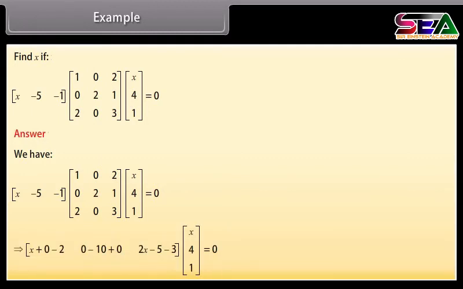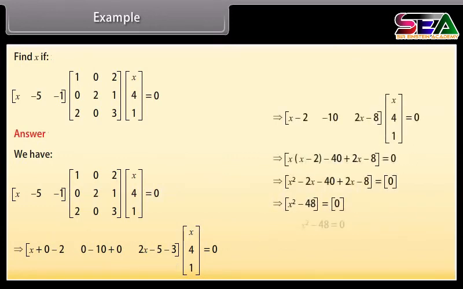It implies that matrix row-wise first row x plus 0 minus 2, 0 minus 10 plus 0, 2x minus 5 minus 3, multiplied by matrix row-wise first row x, second row 4, third row 1, is equal to 0. Solving this, we get x squared minus 48 is equal to 0. It implies x squared is equal to 48. It implies x is equal to plus or minus 4 square root 3.